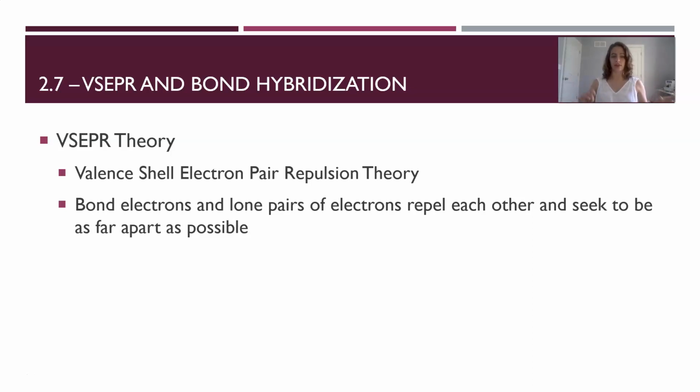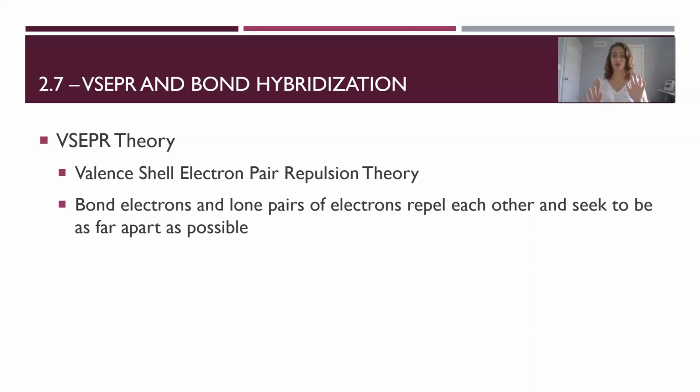VSEPR theory, valence shell electron pair repulsion theory. It's a lot of words, but let's look at this. Valence shell electrons, bonding electrons, are the only electrons we've really been talking about when we're talking about bonding. So that part's fine. Electron pair repulsion: this is where we remember that electrons have like charges, and like charges don't like to be next to each other. They're happy with two together, they'll form a bond, but that's about their limit.